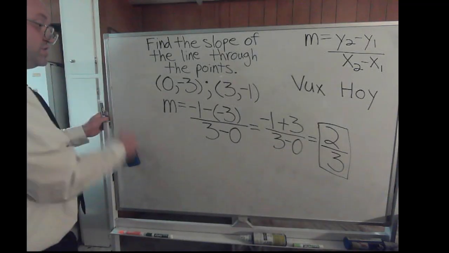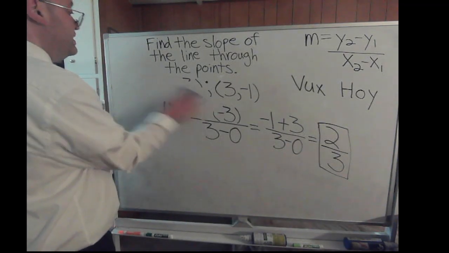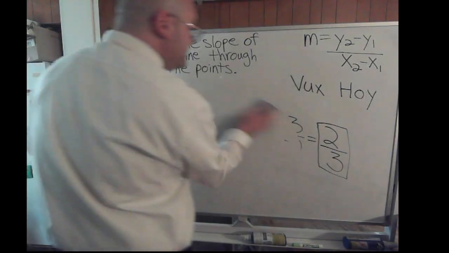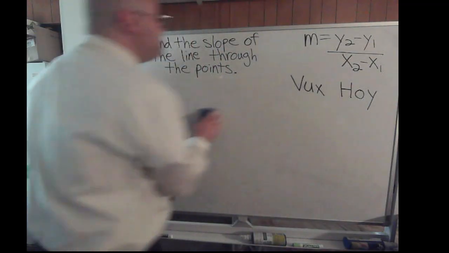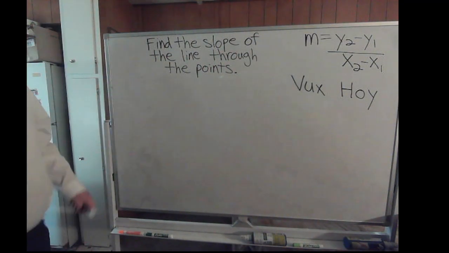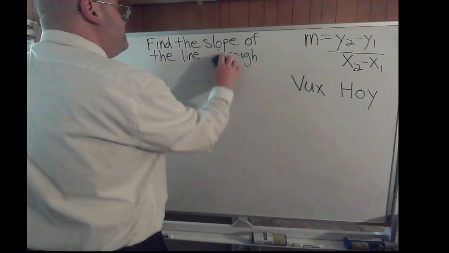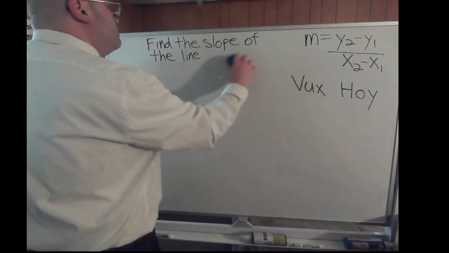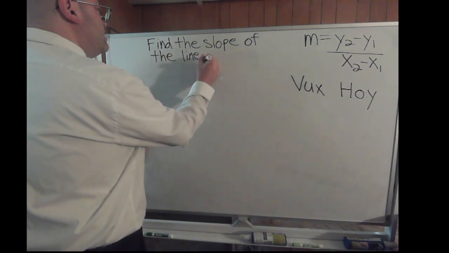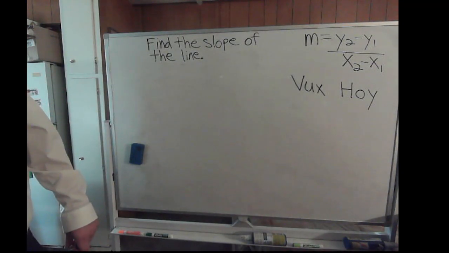Alright, so that's how you find the slope between 2 points. Now, we're going to shift into something a little bit different with slope here. Now, we're going to find the slope of the line, but we are going to look at it in the equation form.